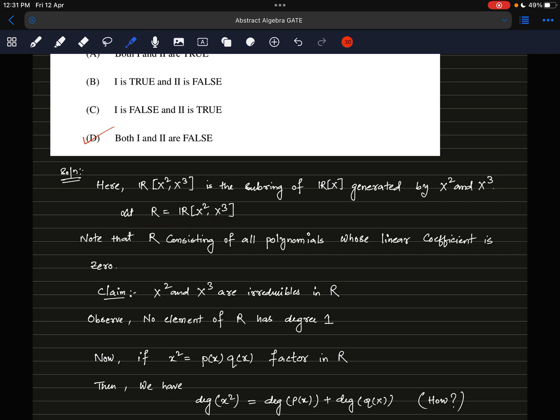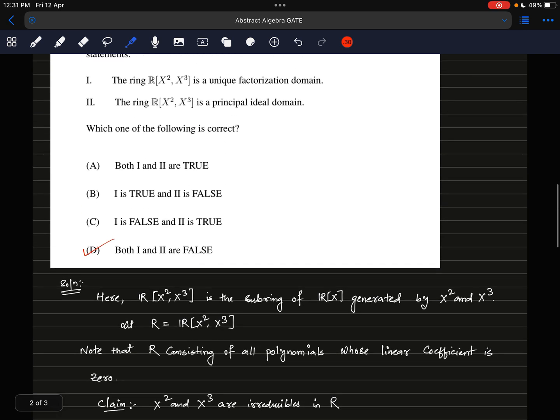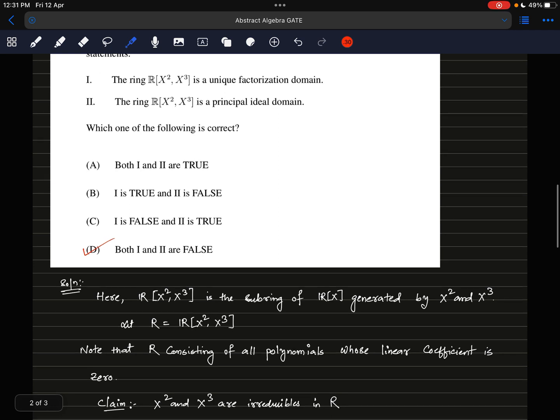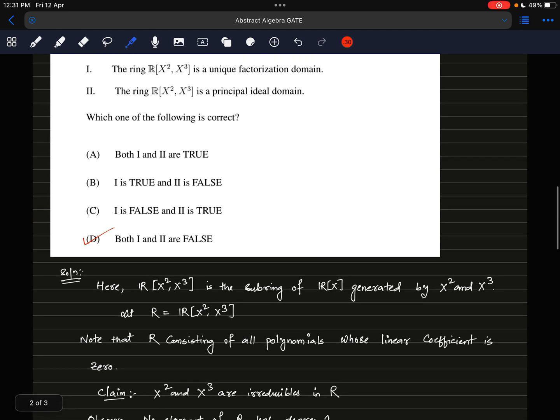Note that this ring consists of all polynomials whose linear coefficient is 0. Now we have to check whether the ring generated by x square and x cube is a UFD. Is it a PID? So we will first check whether it is a UFD or not. After that we can go for PID.